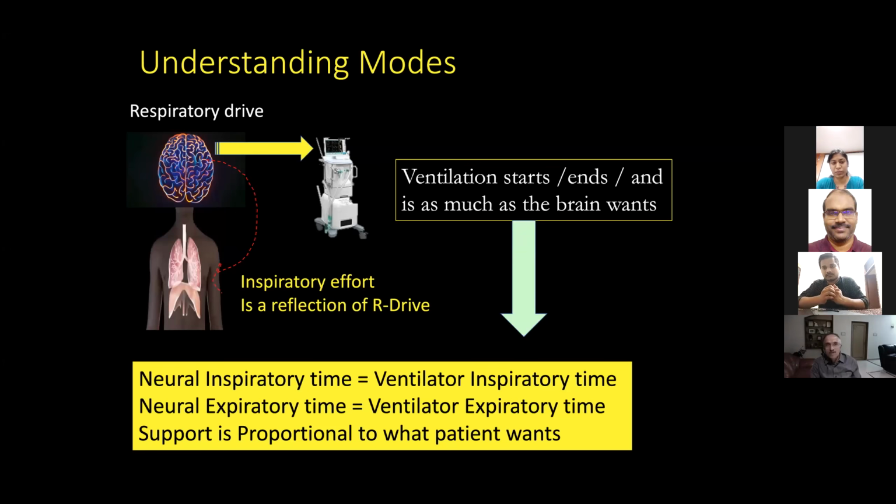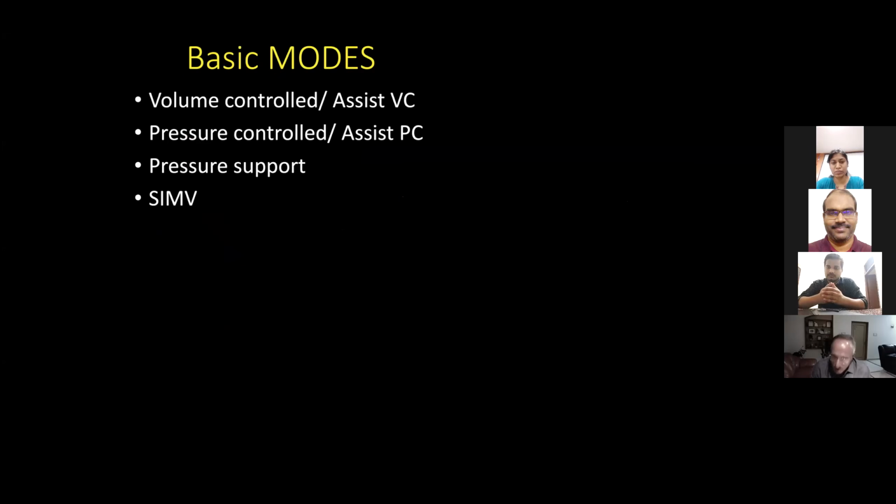So basic modes are actually only five modes, but for completion, I've added SIMV also. SIMV is a mode which is a combination of either volume controlled and pressure support, or pressure controlled and pressure support. It's a combination of either one of the two. So it's not a mode by itself, it's a combination mode. So we don't consider it as a part of the output. You can consider SIMV as the first advanced mode.